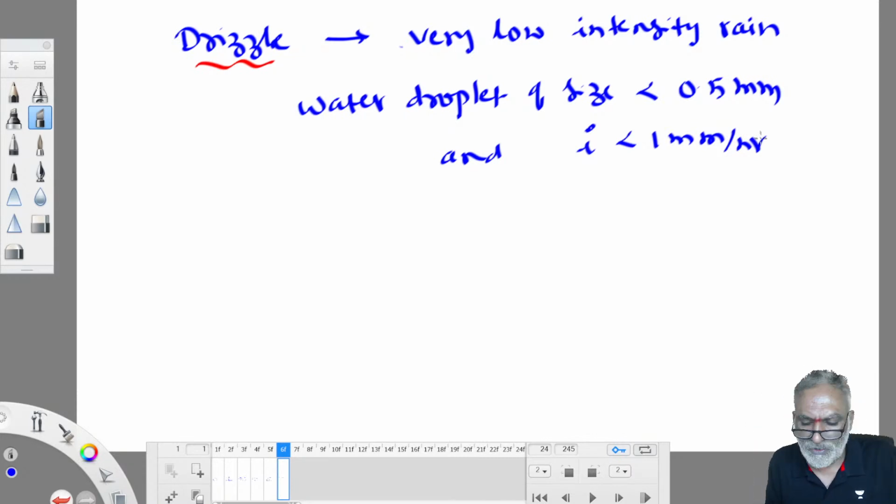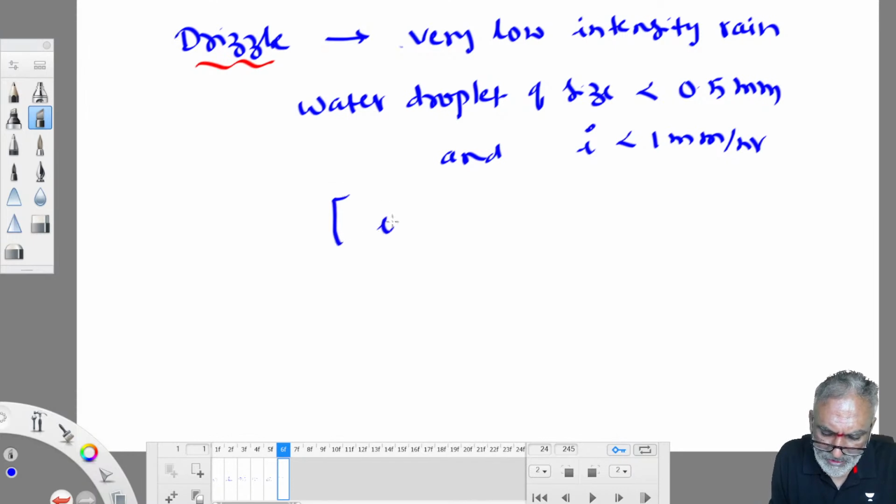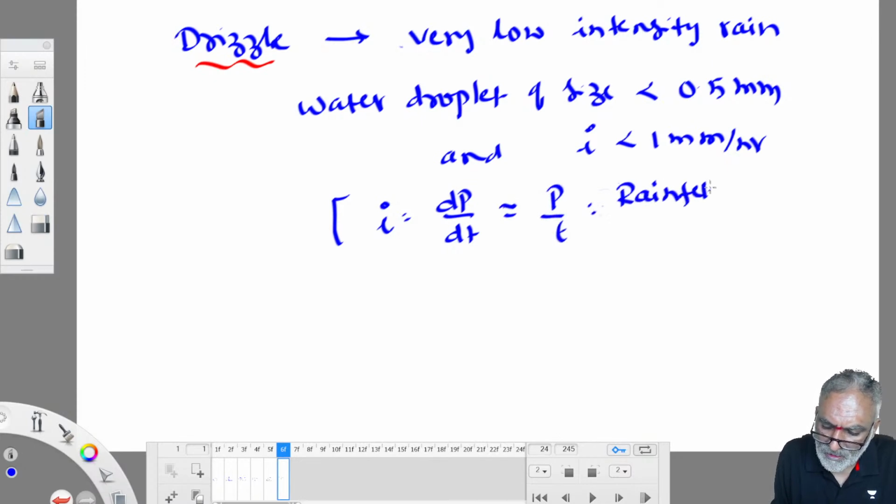Because intensity is nothing but dP by dt. What amount of rain has occurred in a given time. So precipitation in a given time is called intensity of rainfall. Otherwise, you can write it as P by T. P by T stands for what? Rainfall in a given time. Rainfall by time is equal to intensity.